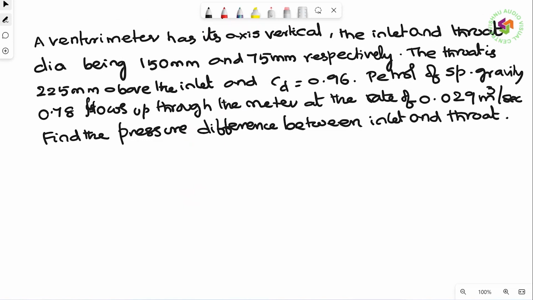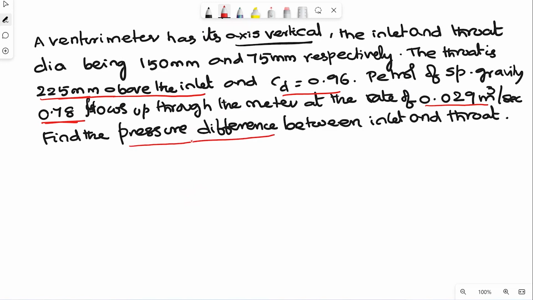The problem, if you look into it: venturi meter axis vertical. So it's basically placed in a vertical pipeline. Second thing is the throat is about 225 mm above the inlet, and the discharge and CD are given, and the flowing liquid is not water, it is petrol of 0.78. So the question is to find the pressure difference.